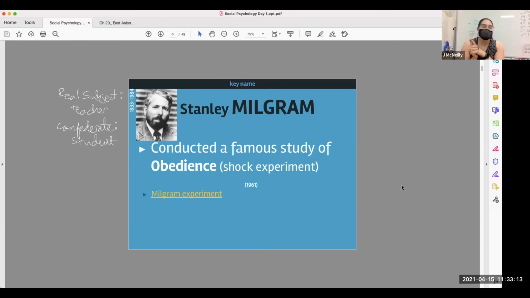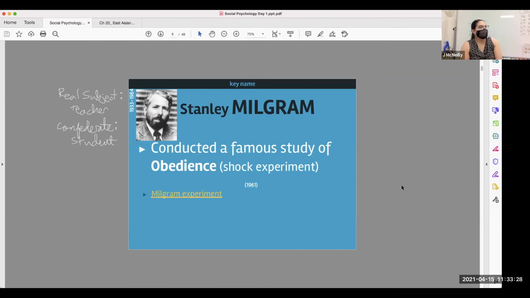Now the student is a Confederate. They're on the other side of the barrier. They're the ones supposedly hooked up to the electric shock system, and they know that they're not going to be shocked. They know that they need to give the wrong answer. So they're in on all of this. You're the only one who doesn't know.